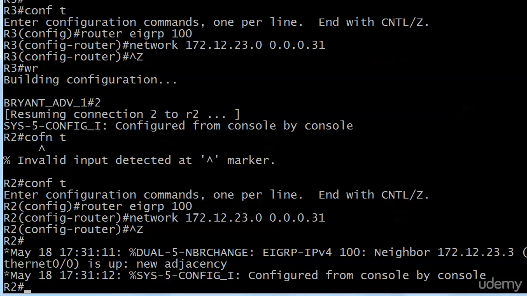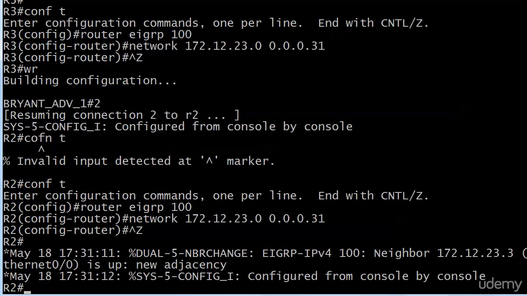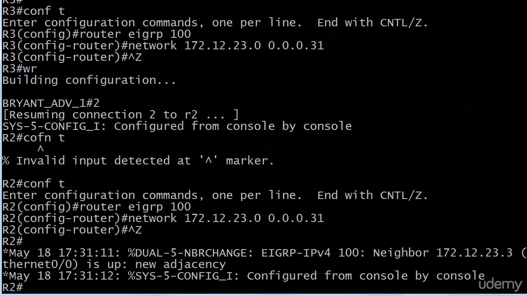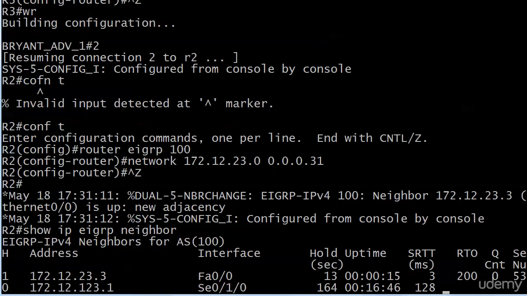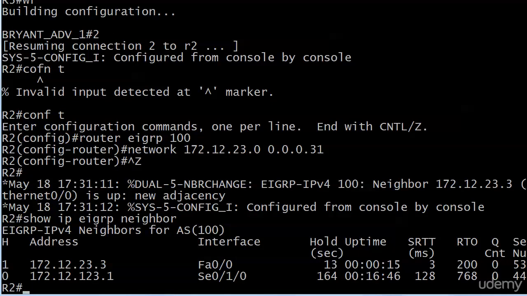And there we go. So let's see, we get a neighbor change message very quickly. We have a new adjacency via FastEthernet 0/0, with our neighbor 23.3. But we're going to look here and verify just in case. And you can see we've had one adjacency, the one with router 1 now. It's been up for almost 17 minutes. And the one to router 3 through the Ethernet has been up for about 15 seconds.